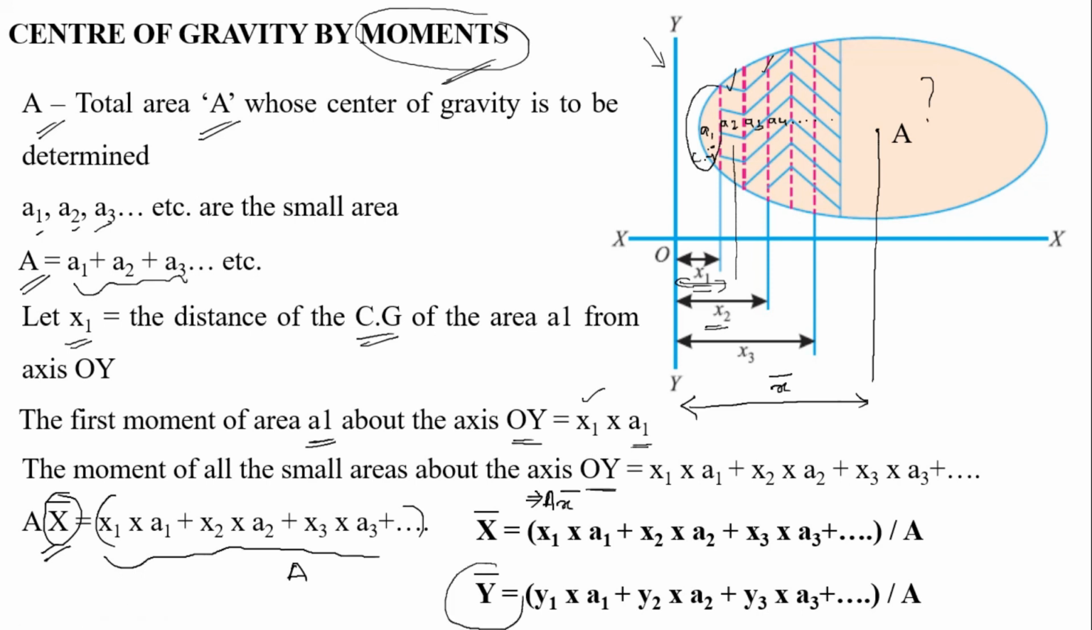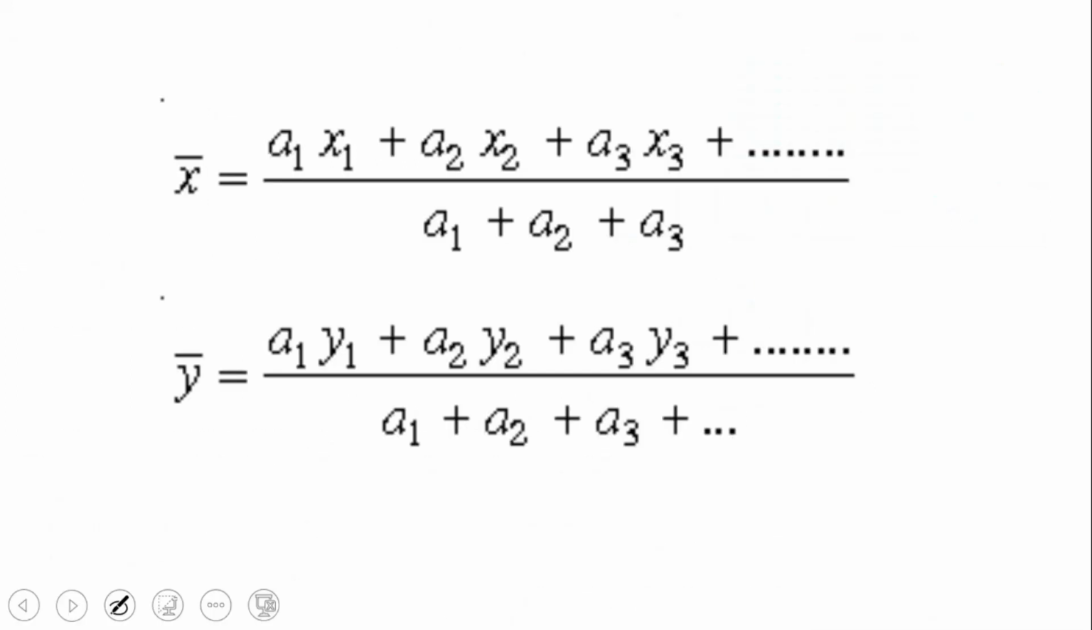So, y bar, which is equal to, instead of x bar, from y directions, which means the CG, the distance between CG and OX axis, right. So, this is CG and this is the distance y bar, right, from OX axis. So, y1 A1 plus y2 A2. Similarly, we have to do what we did for the x bar. So, these are the two main formulas to find x bar and y bar, right.